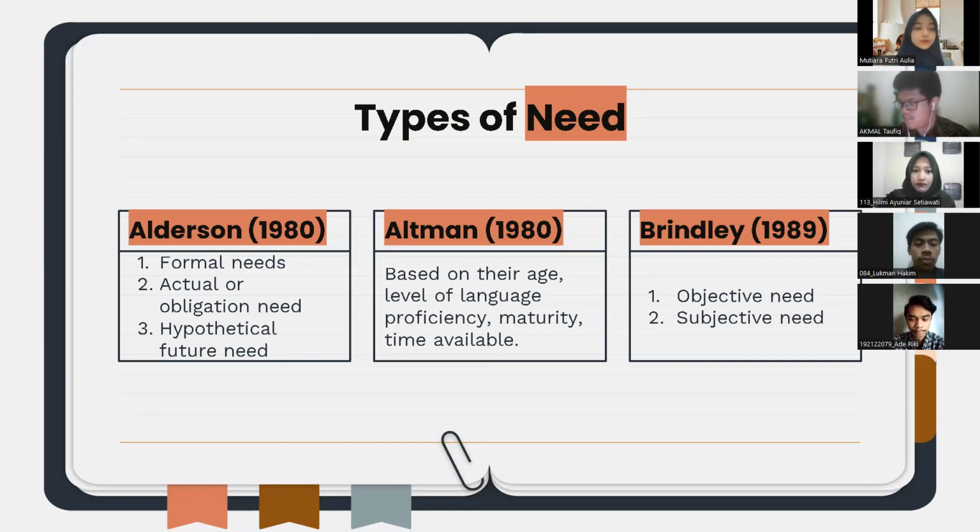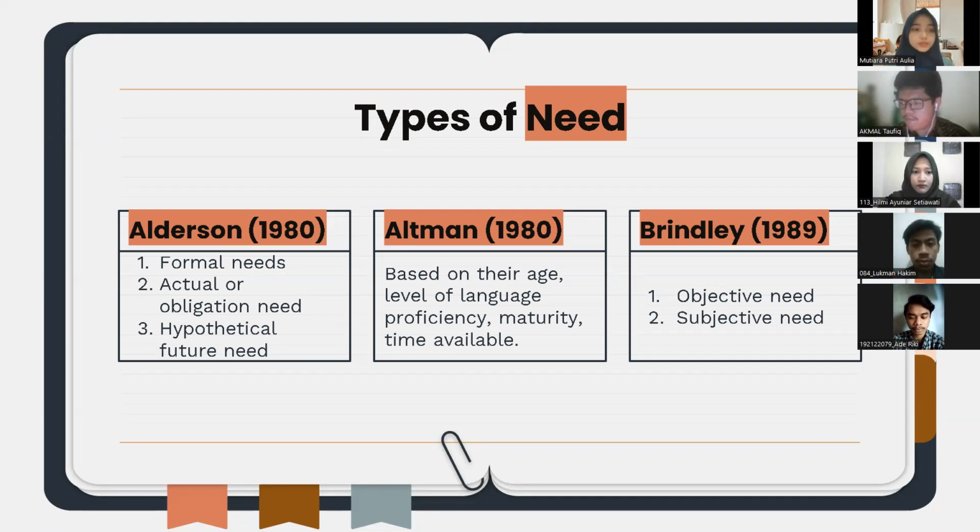There are formal needs, actual or obligation need, and hypothetical future need. The first is formal needs, which refer to the need to meet the institution requirements, such as to pass an exam. The second is actual or obligation need, which refers to what a student has to do with the language once he has learned it. And the third is hypothetical future need, which refers to the need to become a better professional in the future. And fourth, which refers to what a student feels they want to do or to learn.